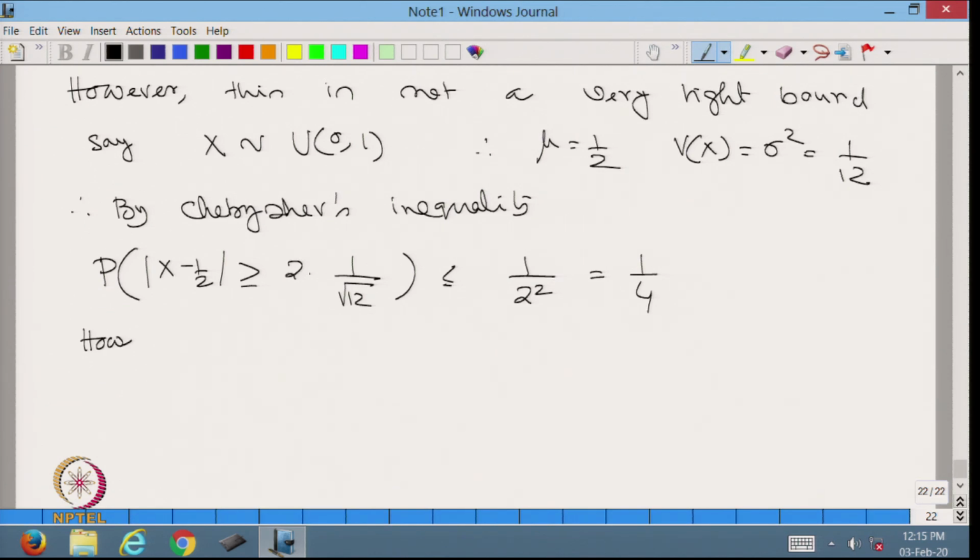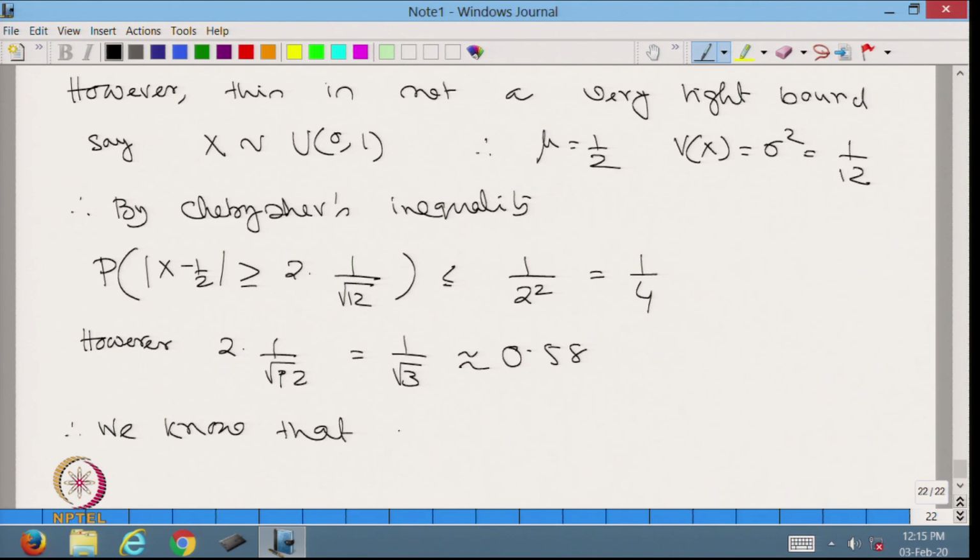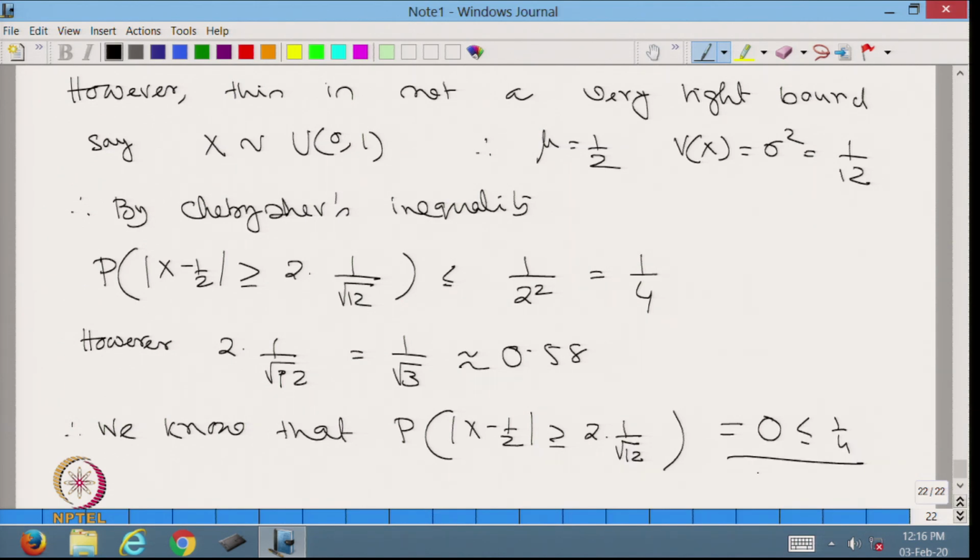However, 2 into 1 upon root 12 is equal to 1 upon root 3, which is roughly 0.58. Therefore, we know that probability modulus of x minus half greater than or equal to 2 upon root 12 is equal to 0. Of course, this is less than or equal to 1 by 4, but it is not a very tight bound.